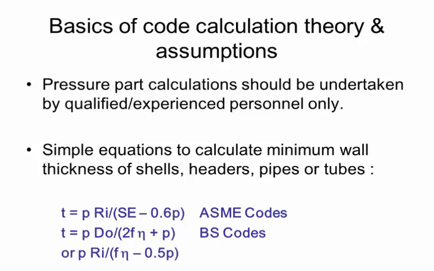So what is the basic code calculation theory and assumptions? There's quite a few of them. Pressure part calculation should be undertaken by qualified, experienced personnel only. So that will probably be your engineer. Simple equations to calculate minimum wall thickness of shells, header pipes, and tubes. So this is a few formulas.